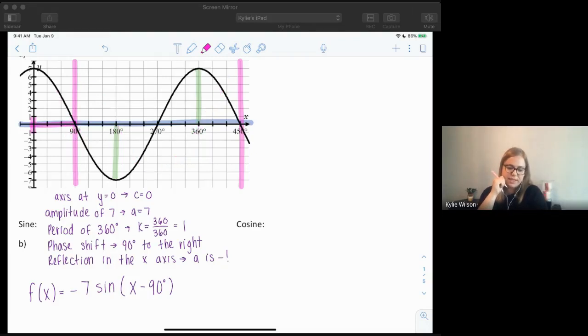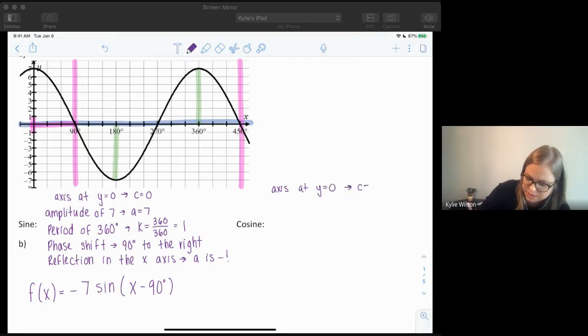Okay, let's do the cosine one now. So there's a lot from the sine side that we can use again for cosine, but I want to go through the process just to ensure that everybody knows what they're doing. So again, the first thing we do is we find our axis. So we have an axis at y equals 0, which tells us that c equals 0 again.